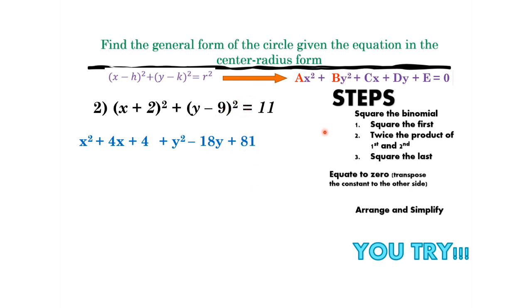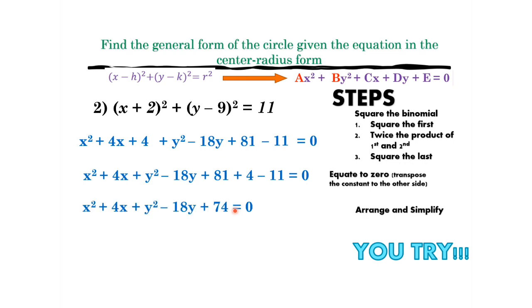Anyway, 11 should be transposed. And then if you simplify this, we're going to start with x squared, followed by y squared, and then 4x, and then negative 18y. Here, we combine the like terms in one section so that we will not be confused. And the answer will be this: x squared plus 4x plus y squared minus 18y plus 74 equal to 0. Again, 81 plus 4, that's 85, minus 11, that's 74. So that's how it works. So that's your final answer.